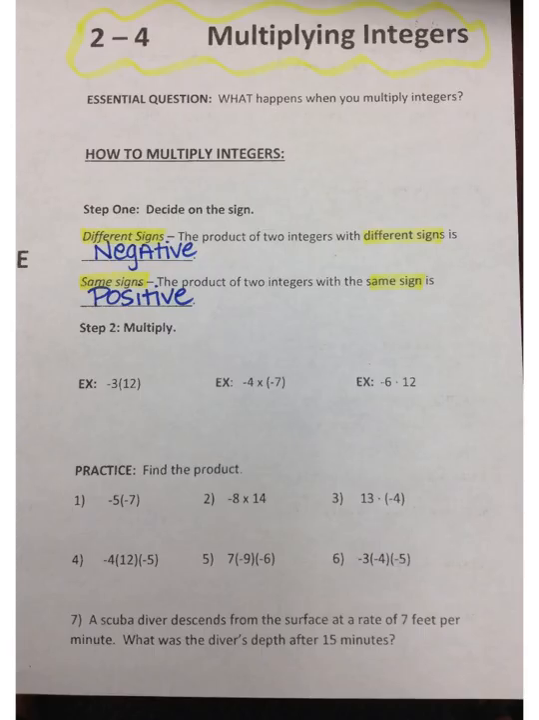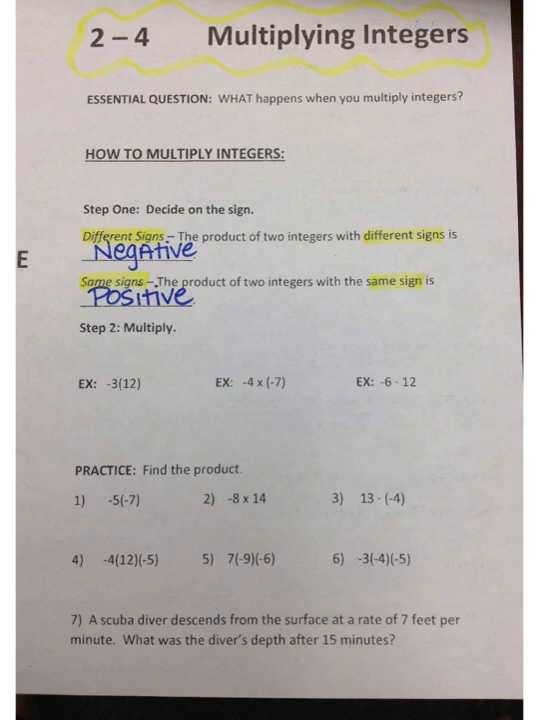Essential question: what happens when you multiply integers? For multiplying integers, there are two steps. Step 1, we're going to decide on the sign, and step 2, we are going to multiply. Multiplying and dividing have the same rules for integers. Very simple. We don't care about absolute value. We don't do KFC, nothing like that.